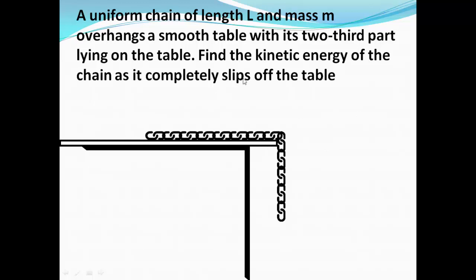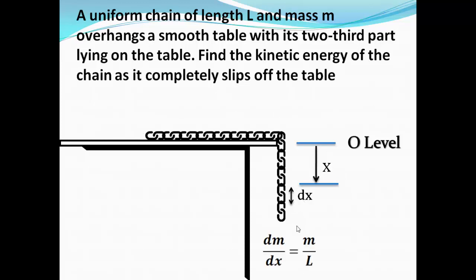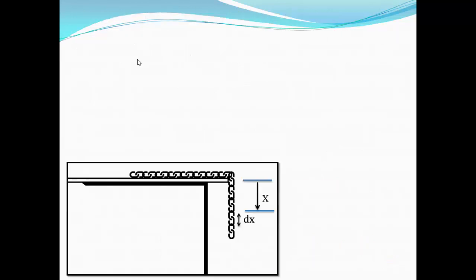We will find the final kinetic energy as the entire chain slips off the table. So let us assume the edge of the table as our 0 level. At a point situated at a distance x from this 0 level, we have a small element of length dx having mass dm. Since it is of uniform density, we can write dm upon dx equals m upon L. So instead of dm, we can write m upon L into dx wherever necessary.